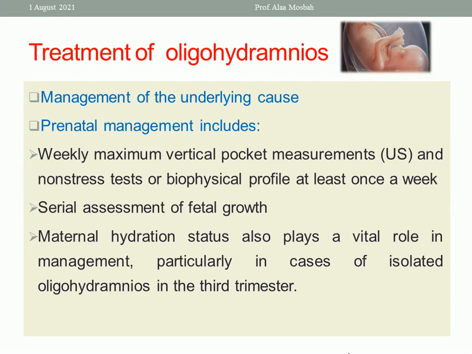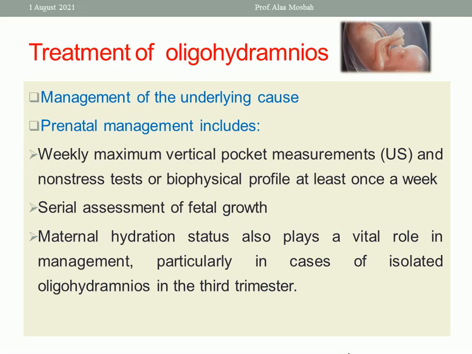What about oligohydramnios? First, management of the underlying cause accordingly. Then prenatal management include weekly maximum vertical pocket measurements by ultrasound and non-stress test or biophysical profile at least once per week. And you should do serial assessment of fetal growth. Maternal hydration status also plays a vital role in management, particularly in cases of isolated oligohydramnios in third trimester, by giving the patient intravenous fluids and so on, and encourage the oral fluids also.